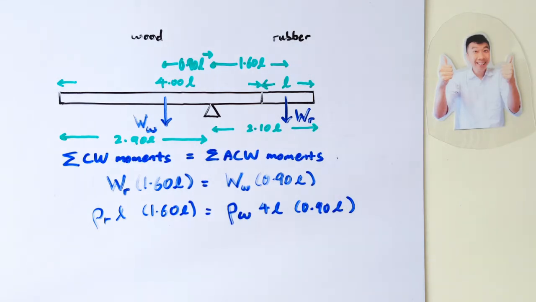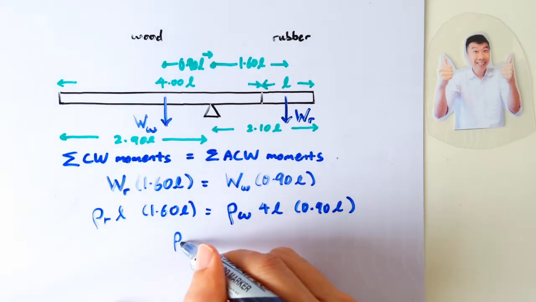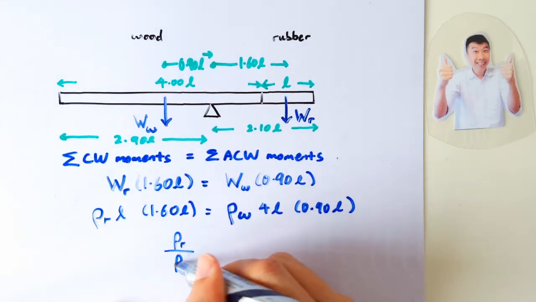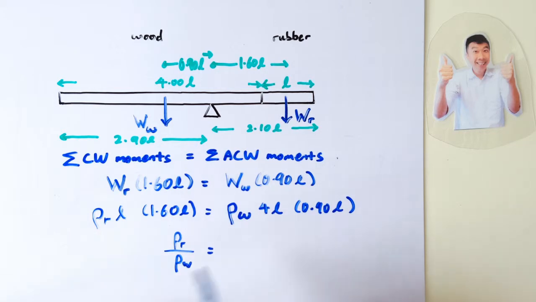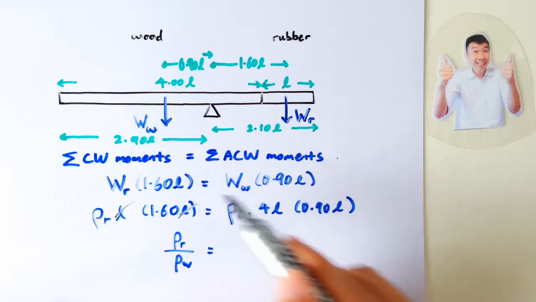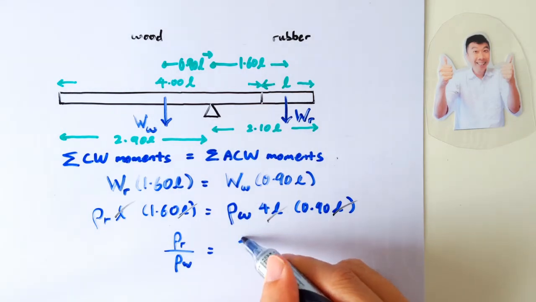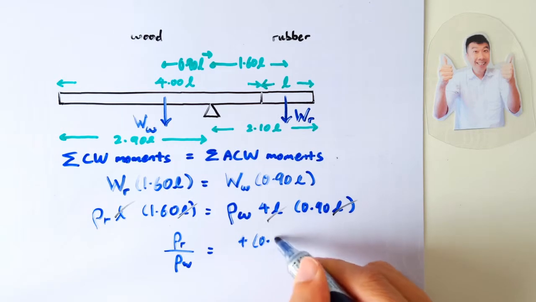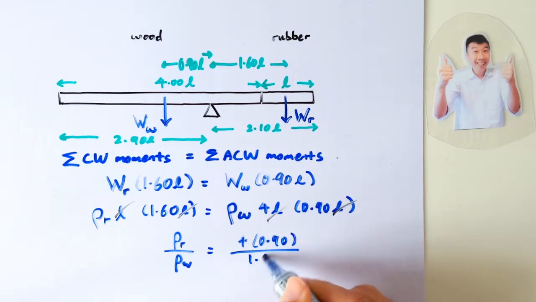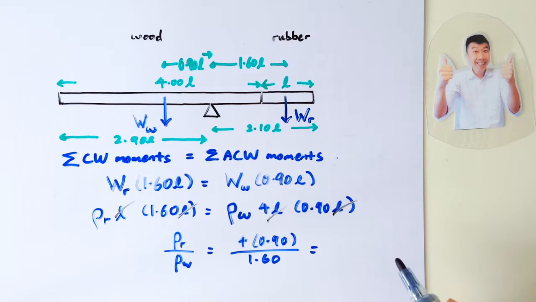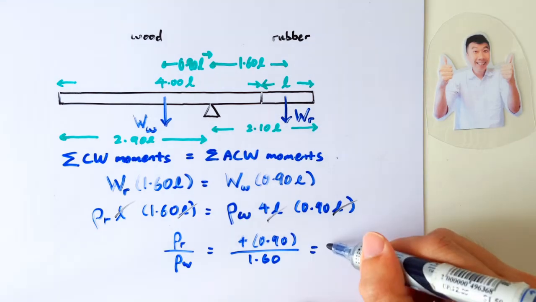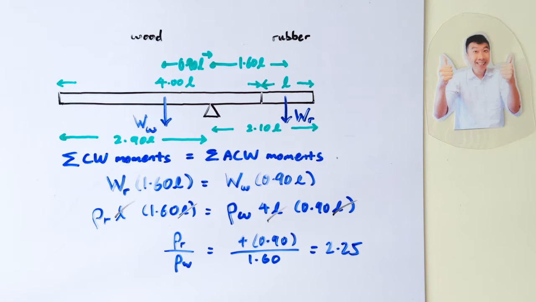So what do they want? They want rho R over rho W. Lots of things to cancel. Yeah, there's the L, there's the L, there's the L, there's the L. So it turns out this ratio is actually 4 with 0.90 here divided by 1.6. So it's actually 3.6 divided by 1.6, which will give you 2.25. Okay, ta-ta!